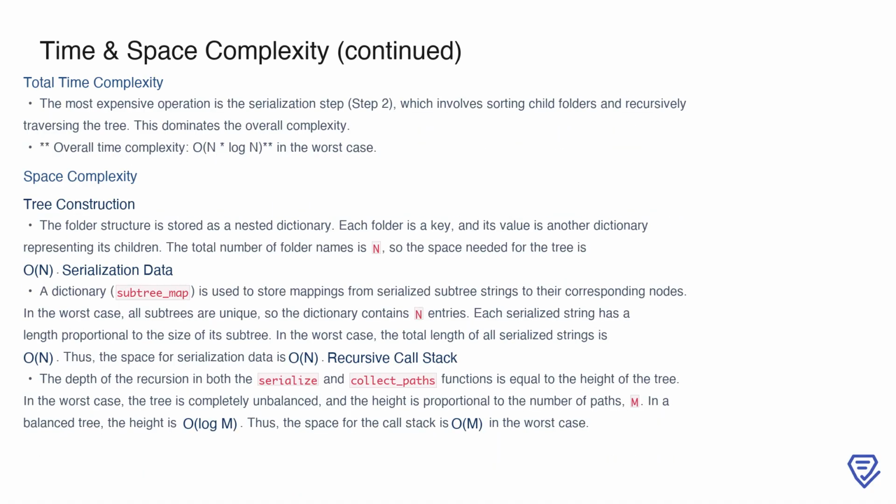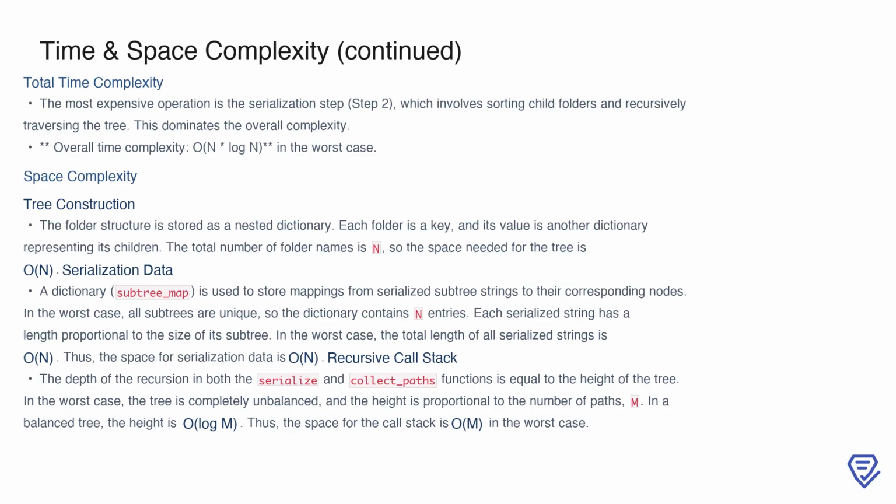Now that we've covered the individual steps, we can conclude that the overall time complexity for the solution is O(n log n), primarily driven by the serialization process. Shifting our focus to space complexity, the tree structure is stored as a nested dictionary, where each folder name serves as a key, and its value is another dictionary for child folders. Within folder names, the space required for the tree is O(n).